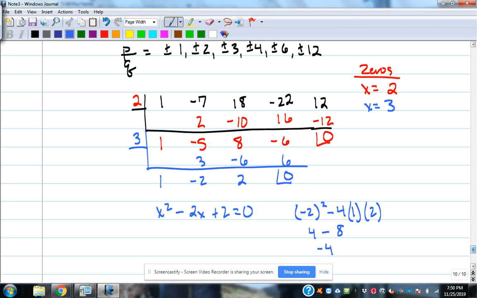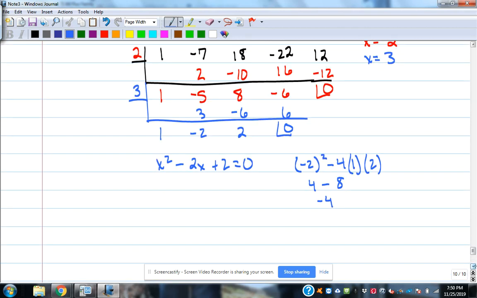Hey, that's a negative number in the discriminant. That tells me that it's got complex answers. That's where that comes from. Okay. This equals negative b, so that'd be positive 2 plus or minus the square root of negative 4 over 2 times 1 is 2. What's the square root of negative 4? 2i. Good job.